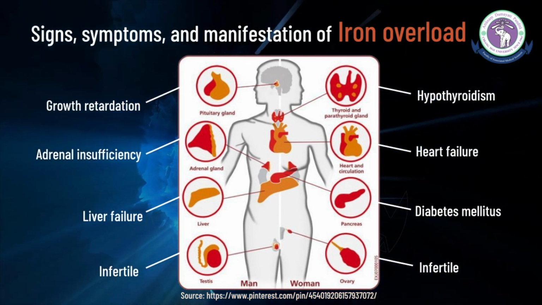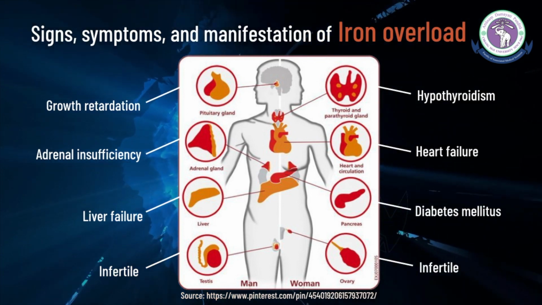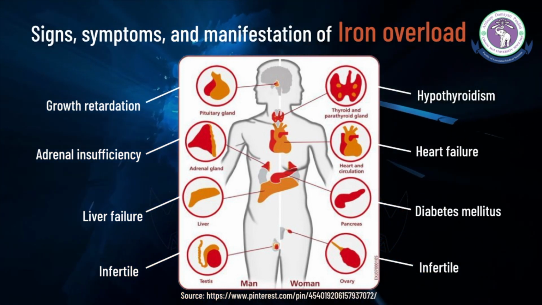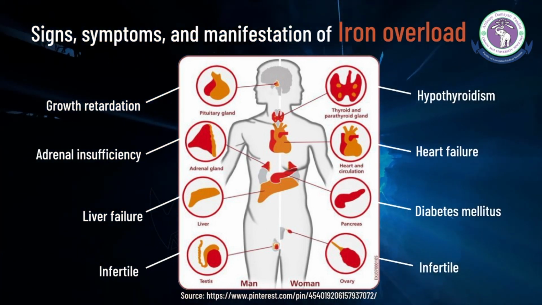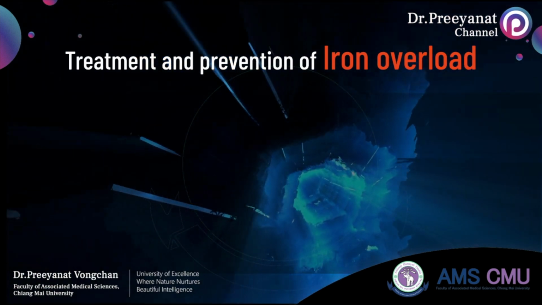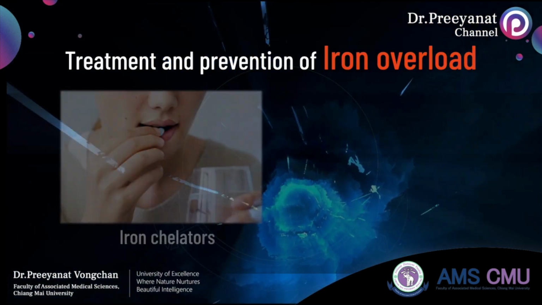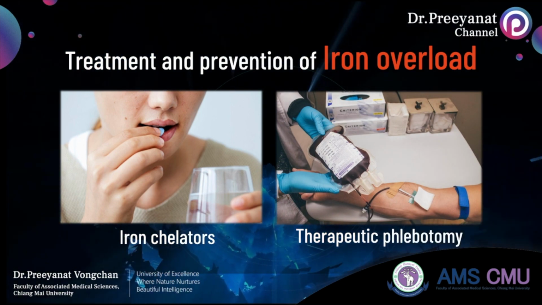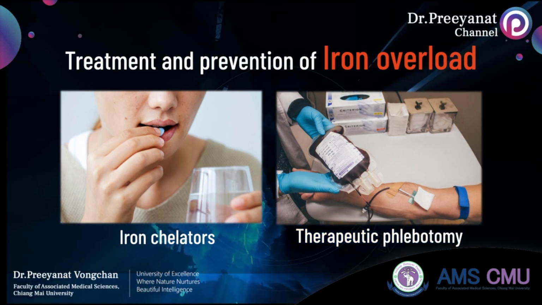Cumulative doses of as few as 20 or more red blood cell units are associated with increased morbidity and mortality. In transfusion-dependent patients, providing iron chelators or therapeutic phlebotomy can reduce and prevent iron overload.